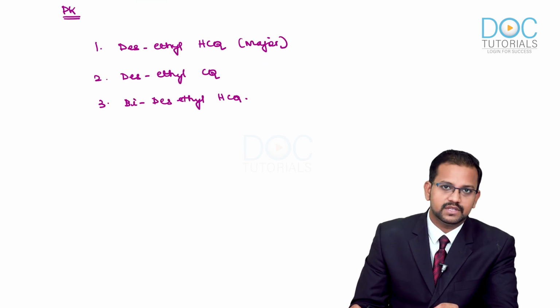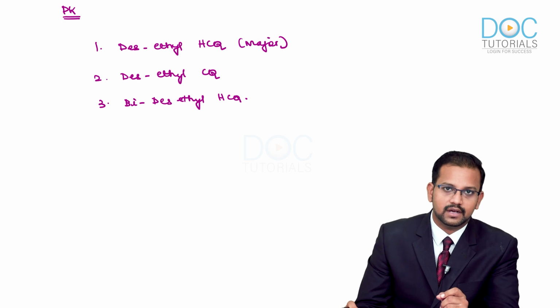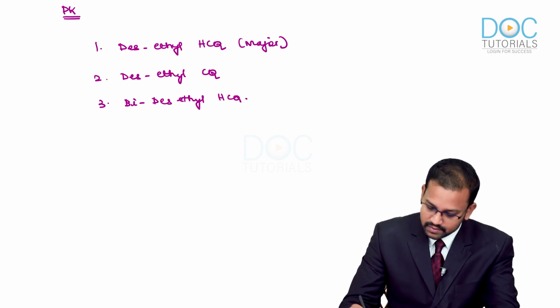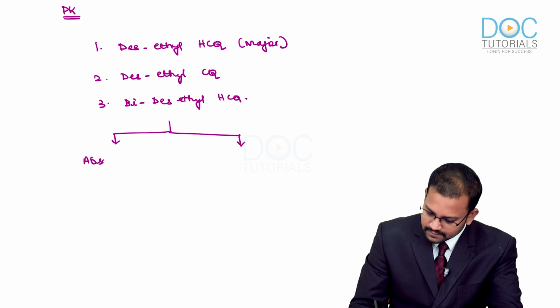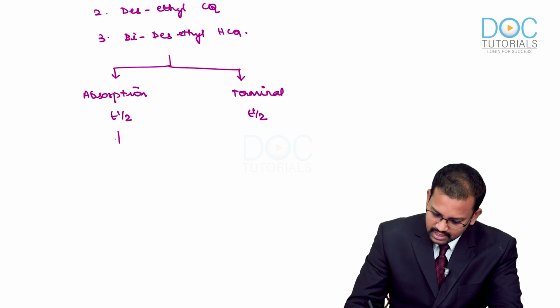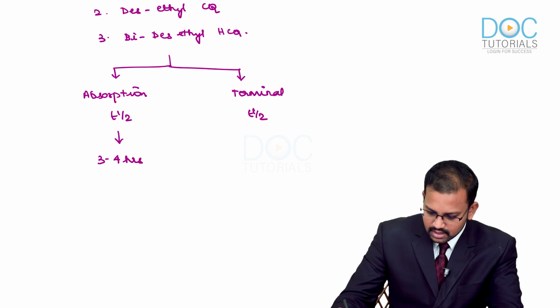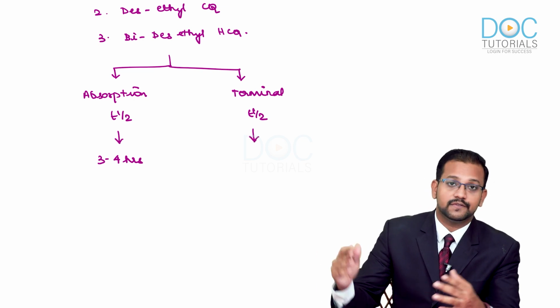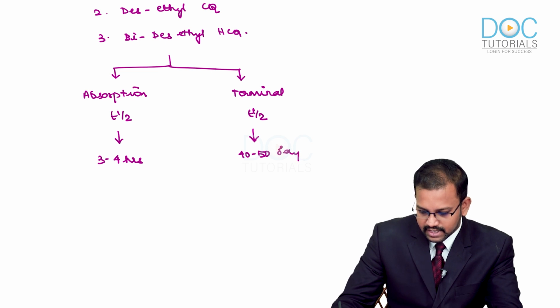The classical pharmacokinetic feature of HCQ is that it has two different ranges of half-lives. We are talking about the absorption T-half and the terminal T-half. Absorption T-half is going to last around 3 to 4 hours, whereas terminal T-half is going to last for a longer duration of time, around 40 to 50 days.